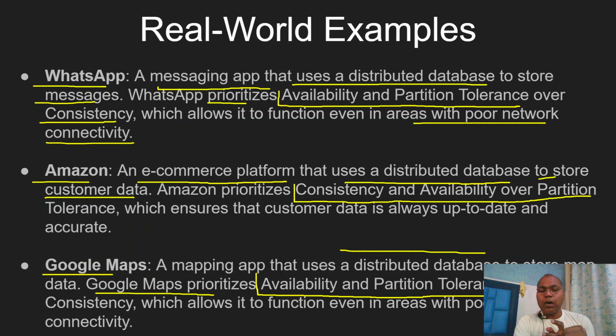Google Maps always works, always available, even in remote areas where your internet or network is very slow or connectivity is poor. Still, Google Maps prioritizes that maps can work. Data sync and data storage, I can maintain consistency, which is eventual. That's no problem. But availability and partition tolerance I cannot avoid.